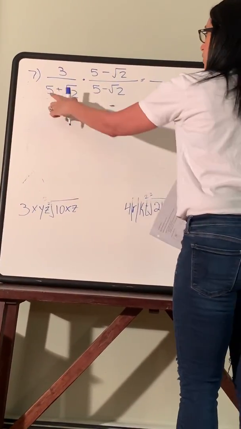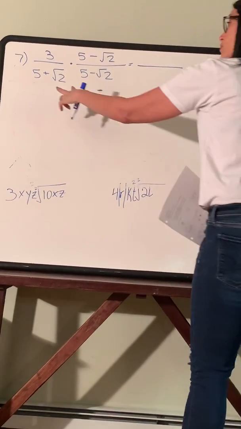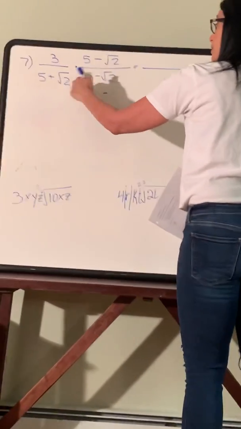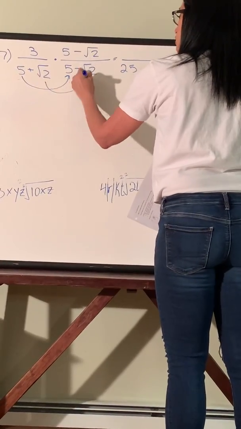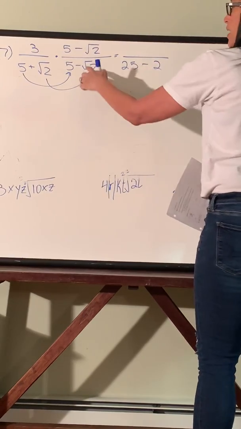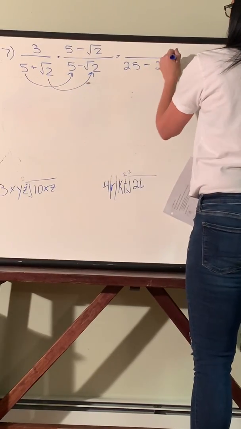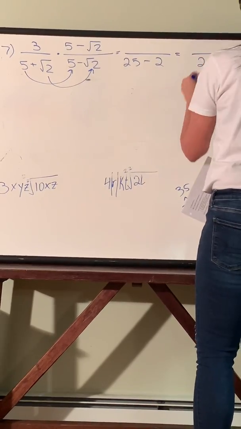So on the bottom, you're really foiling because it's a binomial times a binomial. Remember, they're the same, but they're opposite. So I square the first term, square the second term. Radical 2 times radical 2 is just 2, and it's always going to be a minus. So on the bottom, 25 minus 2 is 23.